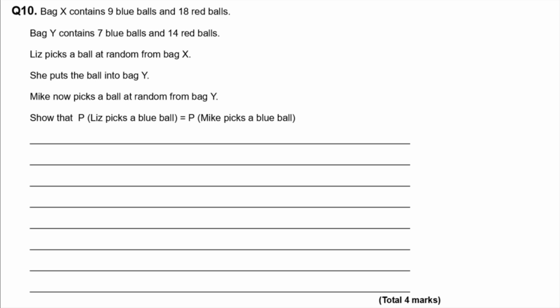Okay. Right, so let's just sketch out the probability tree for this particular situation. So first selection, that's when Liz is picking a ball from bag X. Okay, so there are blue and there are red. What's the probability of getting a blue ball? There are 9 blue balls. There are a total of 9 plus 18, that's 27 balls. So 9 in 27 of getting a blue one, and then I guess that's 18 out of 27 for getting a red one. Okay.